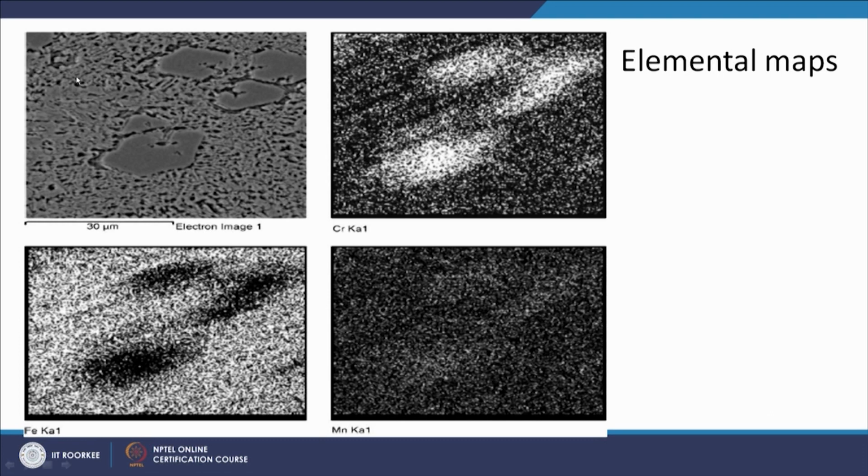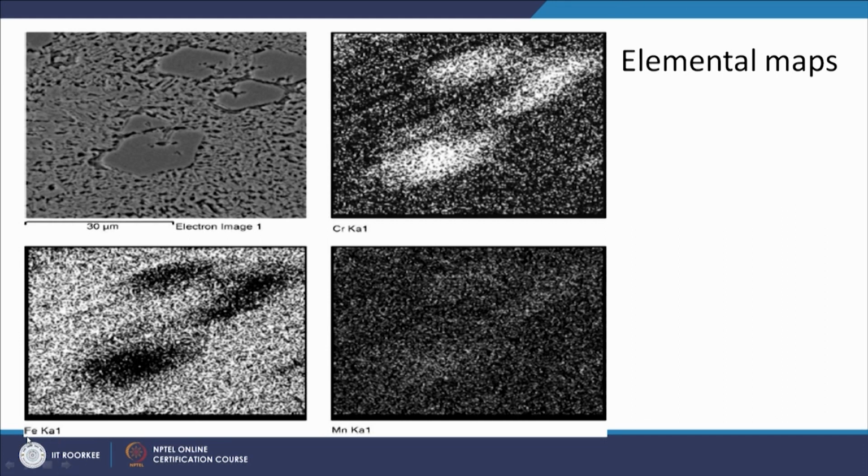We need to choose the location to be analyzed. This is the matrix, and these are the particles being analyzed for the presence of different elements. This one shows the distribution of chromium. Wherever the bright particles are present, that indicates the presence of chromium, and wherever a dark zone exists, that indicates the absence of chromium or the presence of less chromium.